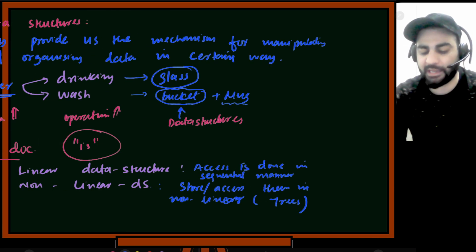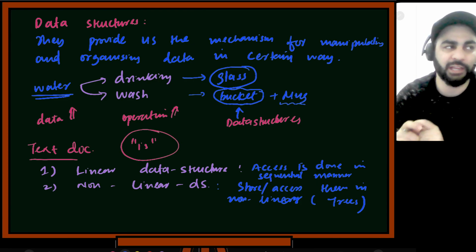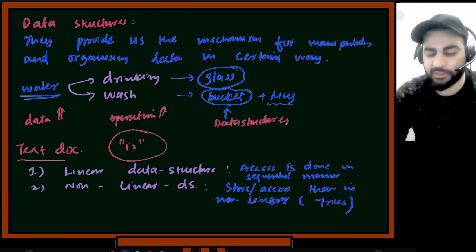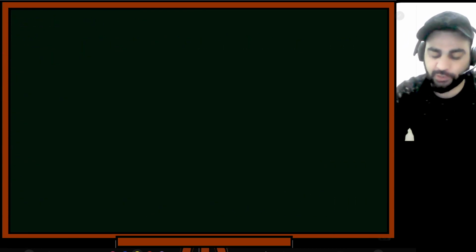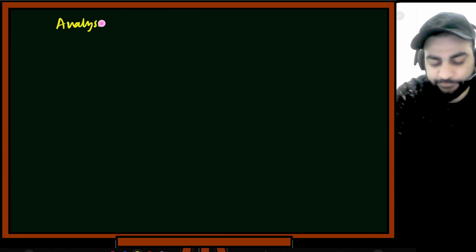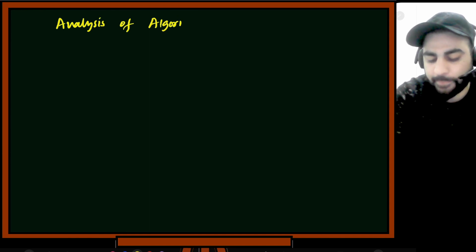Now the important topic for the day is how to analyze these algorithms. We'll be going with the data structures, and then we'll be seeing, okay, we take this much time, we take this much space, and how to first quantify their time and space. That's the topic that I wanted to cover. So we want to analyze the algorithm. That's called analysis of algorithms.